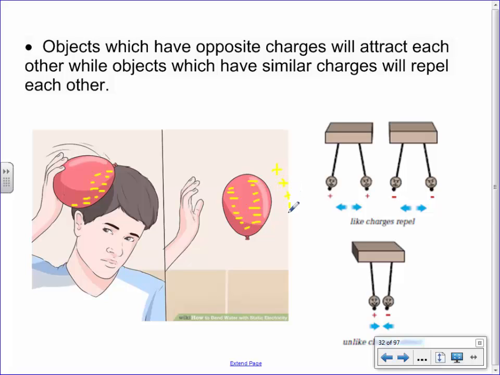The wall is positively charged. What ends up happening is that the negatively charged balloon can then stick to the wall. Here's another picture illustrating the same thing. If both of these two little pendulums are positive, they would go away from each other. If both of these things were negative, they'd also go away from each other. But if one was negative and one was positive, they'd actually suck back in together.